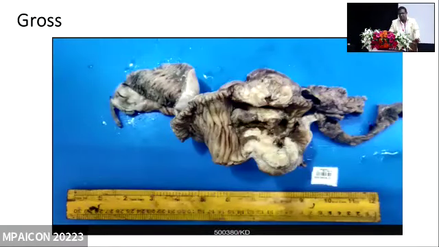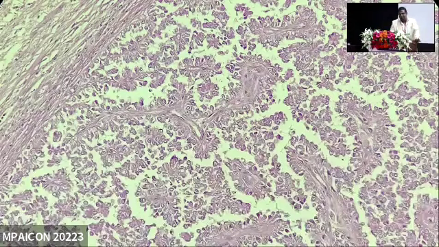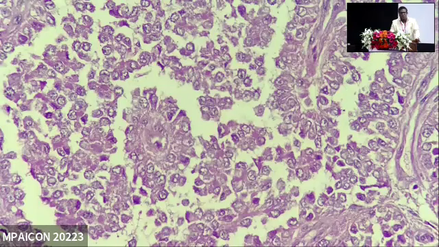We received a bulky tumor which was mainly submucosal in location. On histomorphology, we could see that the mucosa was mostly spared. It was a submucosal tumor, and it showed a pseudopapillary pattern. It had pseudopapillary stalks with round to oval nuclei, pretty monomorphic with vesicular chromatin, somewhat conspicuous nucleoli, and moderate amount of cytoplasm, somewhat plasmacytoid morphology.